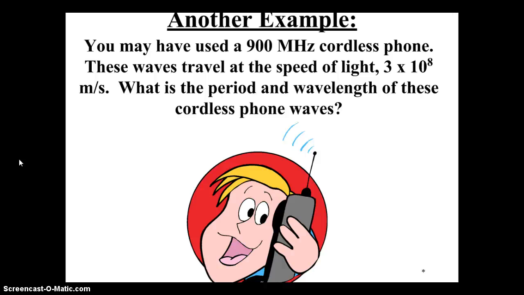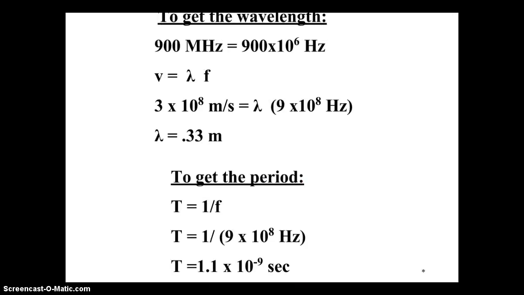To do this, you can try it on your own, but make sure you turn 900 megahertz to hertz. And to find that period, remember it's 1 divided by frequency. And then to find the wavelength, you would do wave speed divided by frequency. Frequency has to be in hertz. And here's how to get that solution after you tried it on your own.